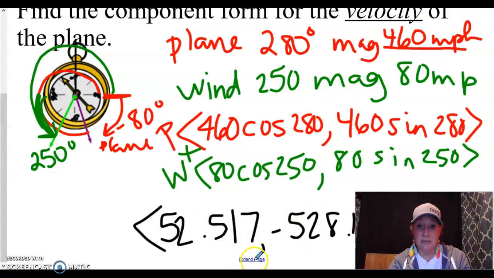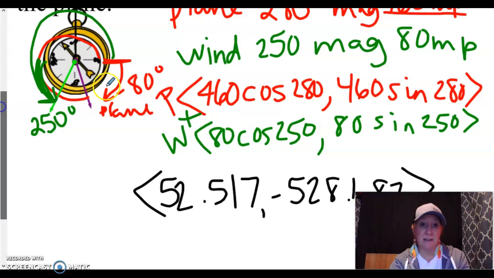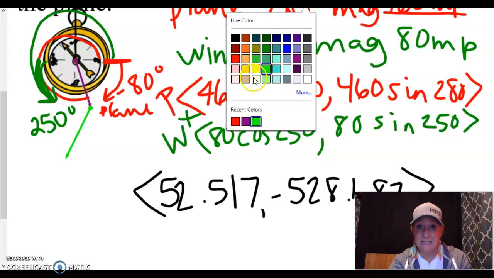And we found that it was 52.517 and then negative 528.187. So basically what's happening, see this purple vector? That's the plane. Then we've got the wind going this way. Now technically what's actually happening is the wind is over here and it's blowing on the plane, right? Well, what we know is that we can add those two together like this, given they're not to scale at all. But when I put those two together, then I get this third line.